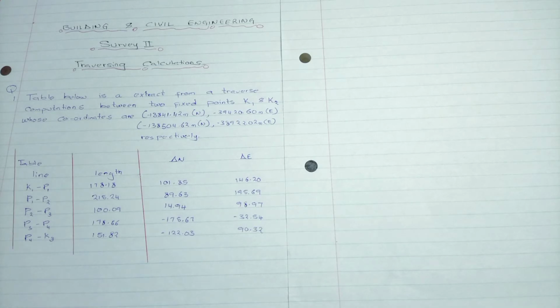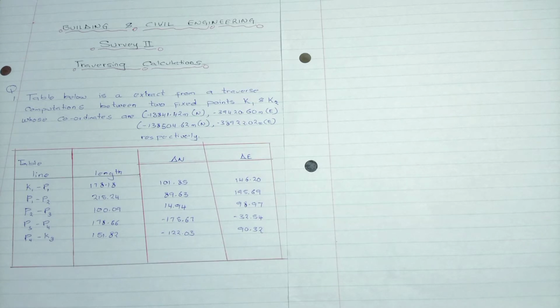So the first question: evaluate the accuracy of the transverse. Then the second question: using the Bowditch method, determine the adjusted coordinates of P1 to P4.